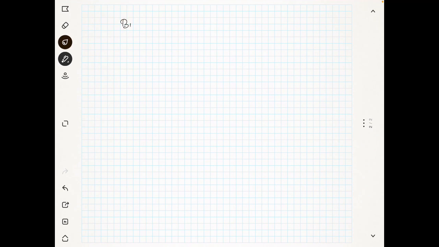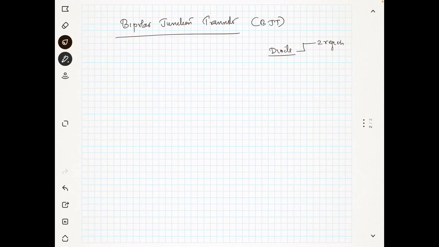Bipolar junction transistors, so what is this? Generally known as BJT. All of you know that a diode basically has two regions. That means it has a P type and an N type semiconductor. This is the notation of a diode.